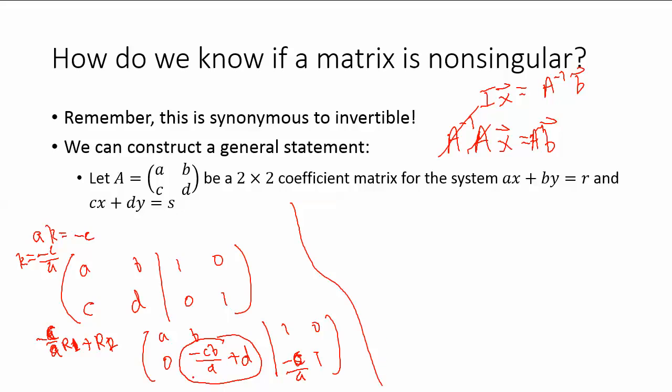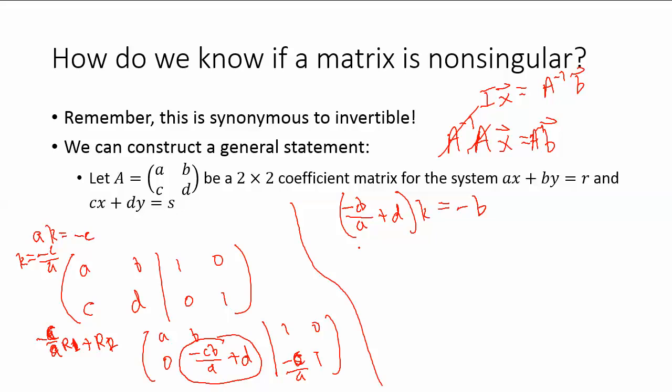And so now I need to proceed to figure out what to multiply this guy by to cancel the b. So what I want to know is negative cb over a plus d times what will give me the opposite of b, so that I can figure out what to multiply this row by, add it to this row in order to cancel out the negative b.